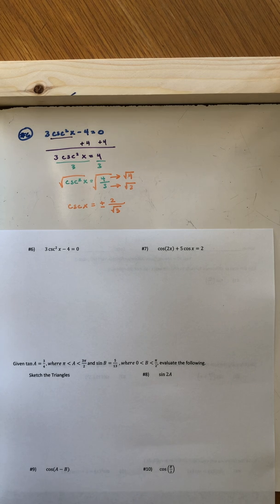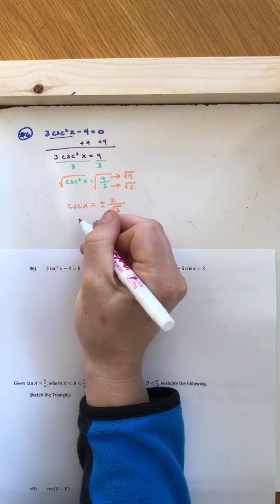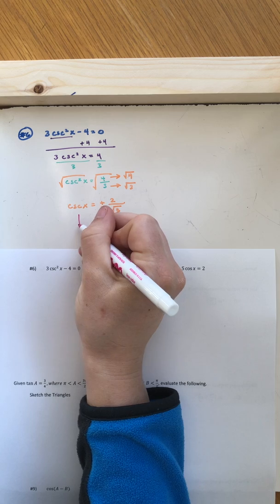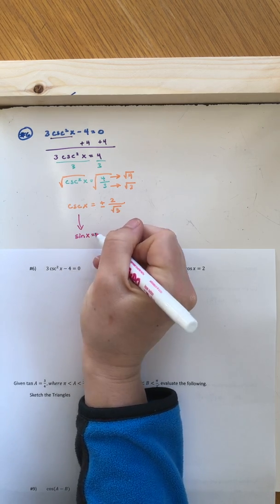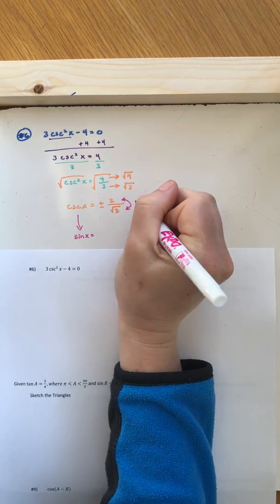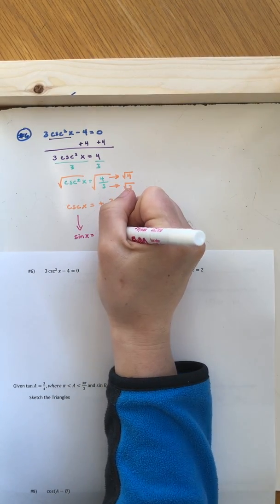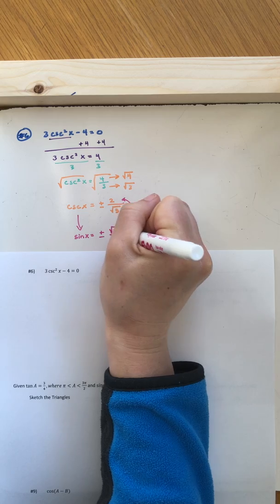Now, on my unit circle, I have no values that are cosecant. But cosecant is the reciprocal of sine. So I can flip cosecant to become sine, which means that I'm going to flip my answer to be positive or negative square root 3 over 2.